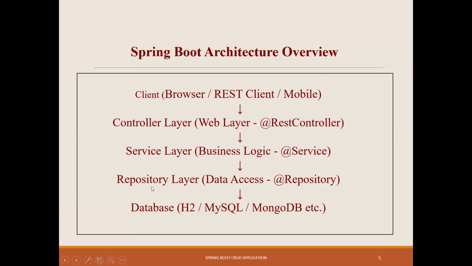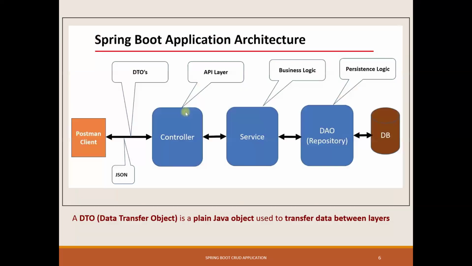Followed by that, we have the repository layer, that is the data access layer, which interacts with the database server to fetch the records. The repository layer directly interacts with the database server and gets back the response to the controller. The controller is going to give back the response in JSON format to the end user. So this is the Spring Boot application architecture.